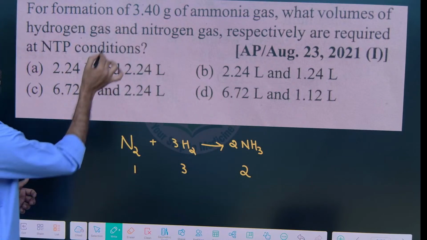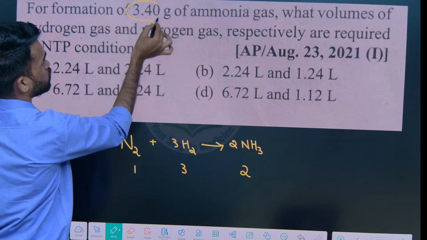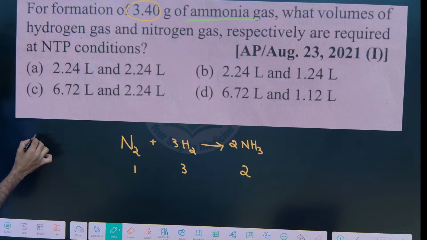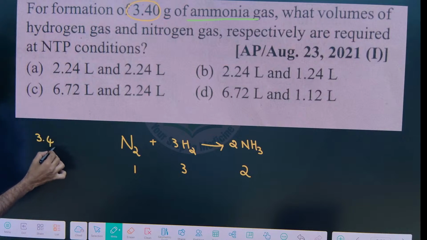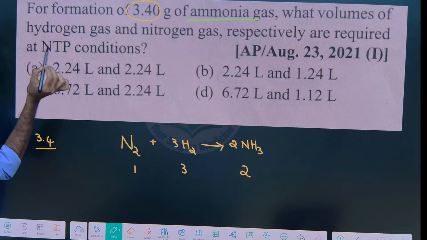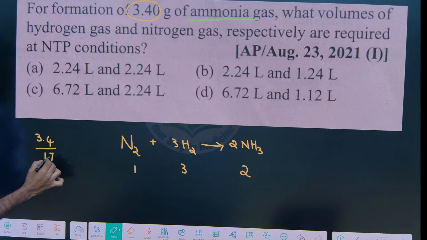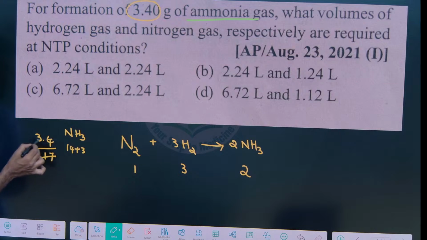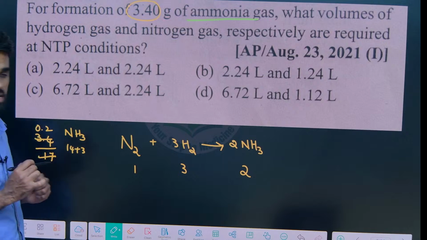Now how many grams have they mentioned? 3.4 grams of ammonia gas. See, 3.4 grams means how many moles is it? 3.4 grams divided by the molar mass of ammonia. How do you calculate the molar mass of ammonia? NH3, so 14 for nitrogen, 3 for hydrogen, so 17. So this will be 0.2, since 17 times 2 is 34, and here 3.4 is there, that's why I am writing 0.2.